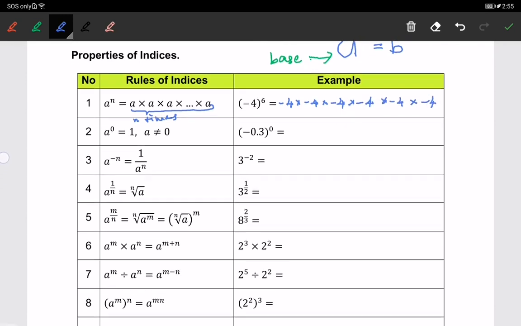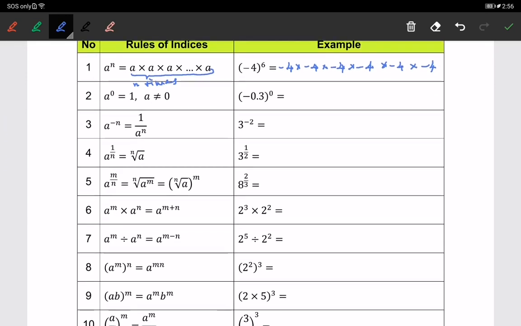Okay, look at the second property. We call it the zero index. A to the power of 0 equals 1 for any value of a that is not equal to 0. So if you have negative 0.3 to the power of 0, it is equivalent to 1. The third one is called the negative index. If you have a to the power of negative n, it is equivalent to 1 over a to the power of n. So 3 to the power of negative 2 can also be written as 1 over 3 squared.